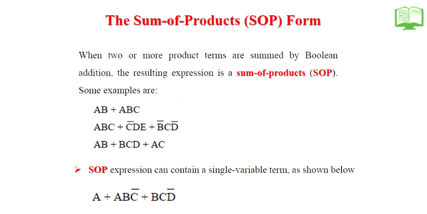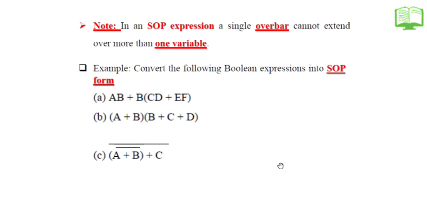Beginning with the sum of product, just like the name suggests, it involves summation of things that have already been multiplied. As you can see in the examples here, there's a product of A and B, there's a product of A, B, and C, which have been summed together. So there comes the word sum of products. There is a special note in this sum of products: a single variable can have a complement on it, but a complement cannot be over two variables at the same time. So it's very important to note this.